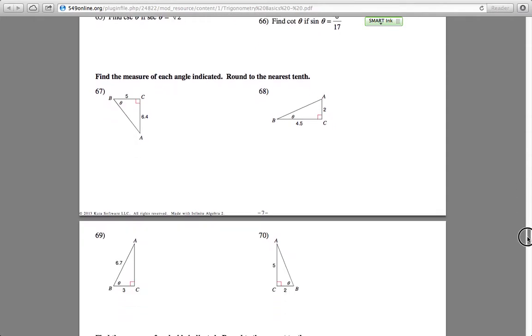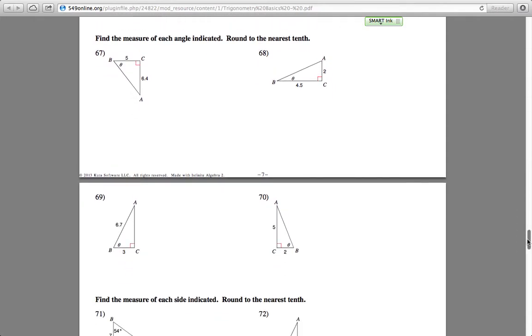Down here, the next part, find the measure of the indicated angle. Just to mention this real quick. If I want to do this one, theta, I've got which side right here? 6.4 is the opposite. What's the 5? The adjacent. So if I've got the opposite and adjacent, and I don't have the hypotenuse, I'm not using sine because sine requires the hypotenuse. Cosine requires the hypotenuse. So which one do I use that I don't have to know the hypotenuse? Tangent. So tangent of theta is equal to what?